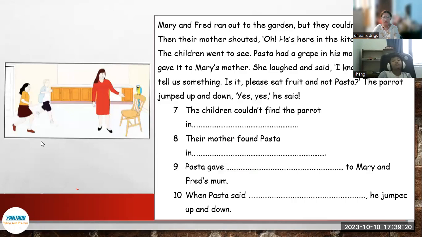Next one, please. The children couldn't find the parrot in what? The children couldn't find the parrot in the garden. Okay. Their mother found Pasta where? Where is Pasta? In the kitchen, in the kitchen.